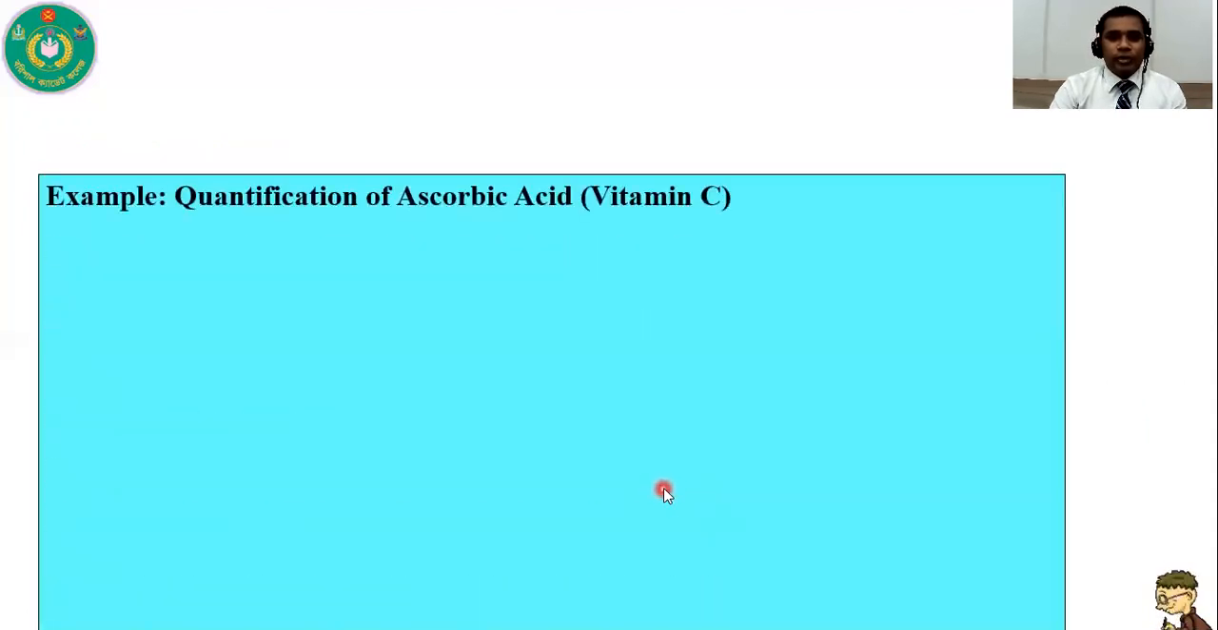Here is an example for your better understanding. We know that in a vitamin C tablet there is ascorbic acid. So if we want to find out the amount of ascorbic acid present in a vitamin C tablet, we can titrate with iodine.